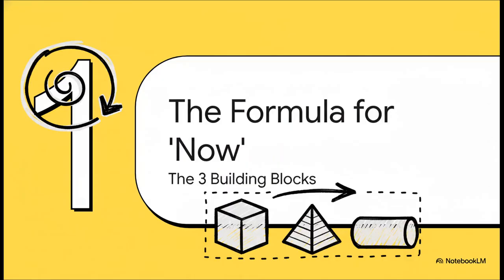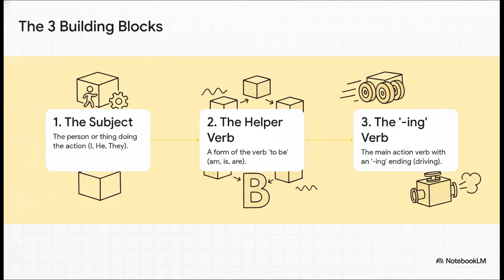So, how do we build this grammar of motion? Well, the best part is, it's not complicated at all. It's actually a super simple, really logical formula. To get the present continuous right every time, all you need are 3 basic building blocks. Okay, let's lay out those blocks. First up, block 1, the subject. That's just the person or thing doing the action.